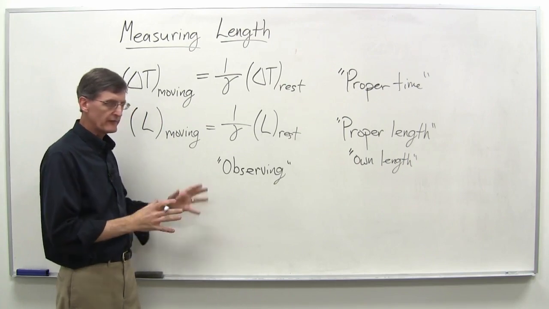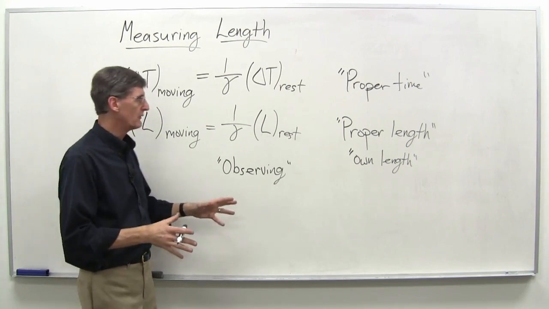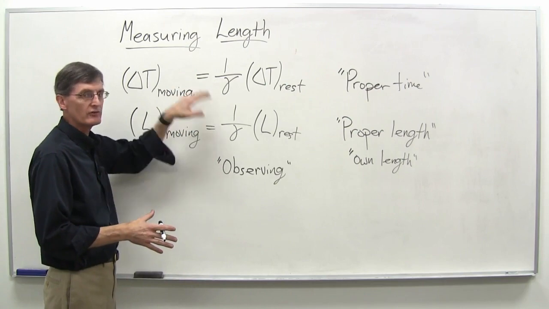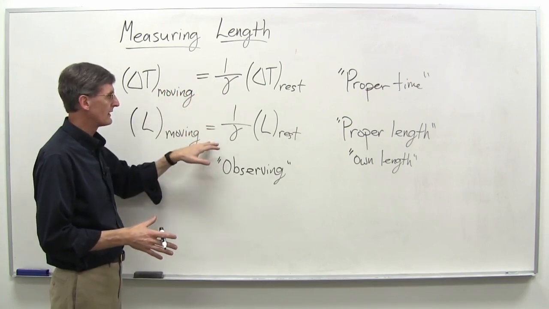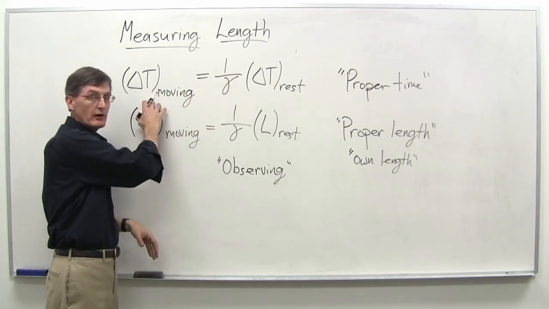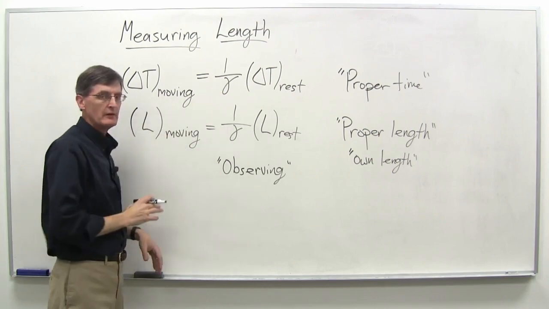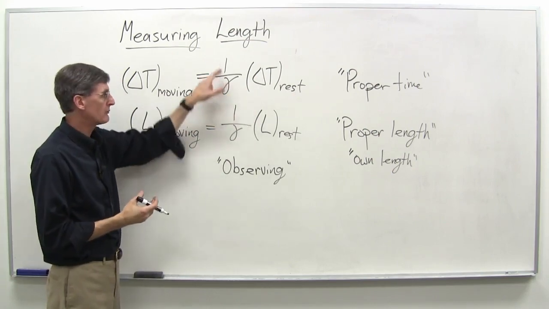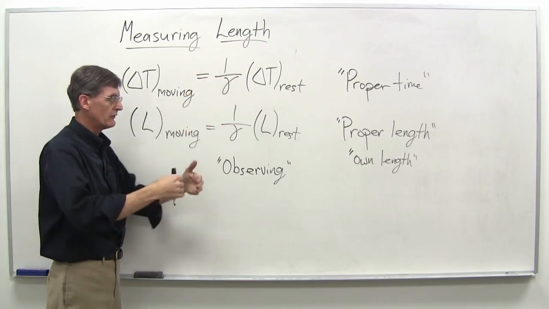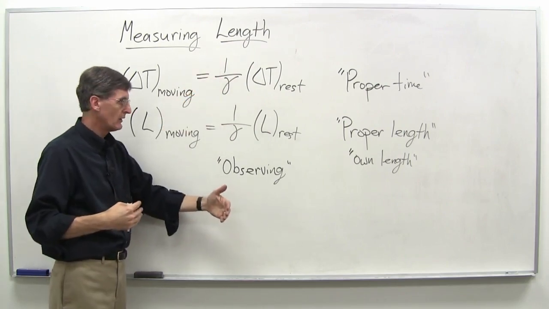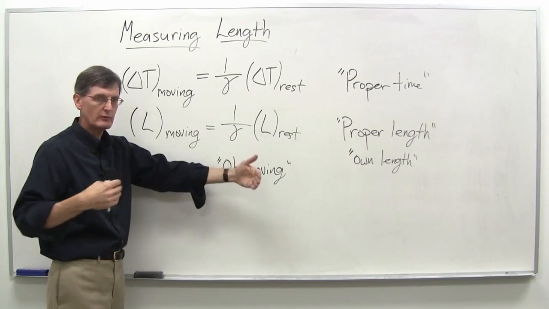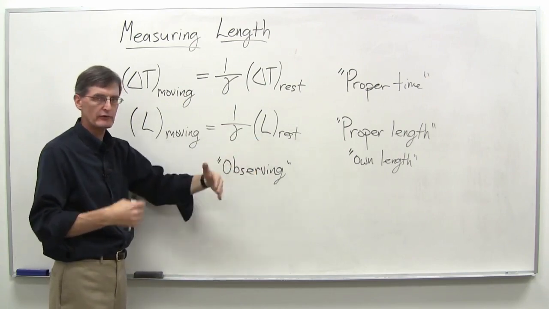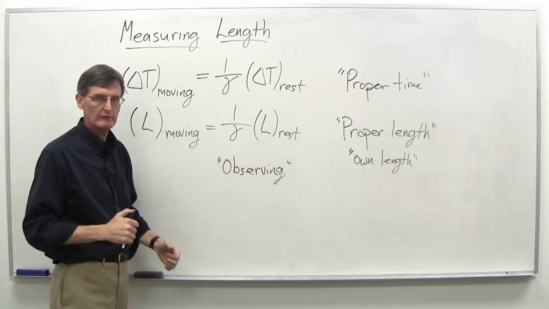But for now, we just have to focus on what we've got so far, our two big equations here, time dilation and length contraction. Again, elapsed time on a moving clock will be less than the elapsed time on an identical clock at rest by this 1 over gamma factor. And the measurement of a length will be less if you measure it while it's moving by the 1 over gamma factor versus if you measure it when you're at rest.